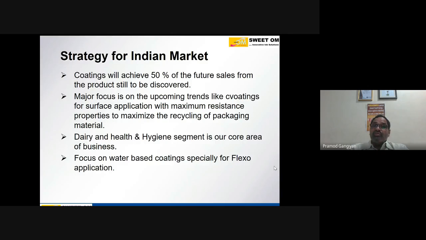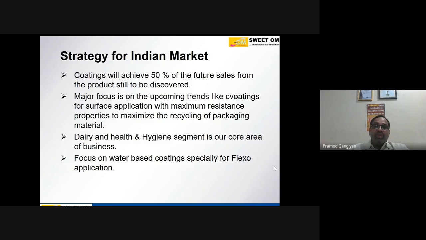The coatings will achieve 50% of the future sales from products still to be discovered. Believe me, this sentence is very interesting. The meaning of this sentence is that in the flexible industry, every day there are big developments coming up. So even today, whatever coatings are not available, they are still to be discovered. They will give more and more sales. More and more means the potential is very high. The development product potential is very high. So the students who want to make their career, particularly in the R&D segment, it is a big field available for them.